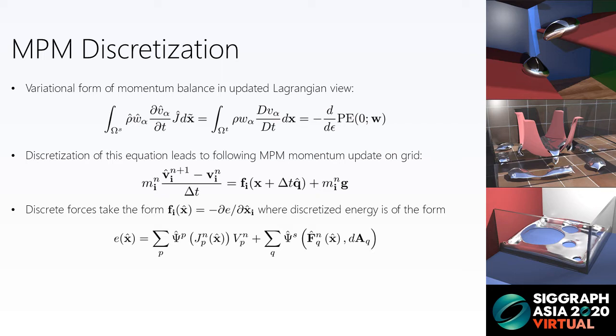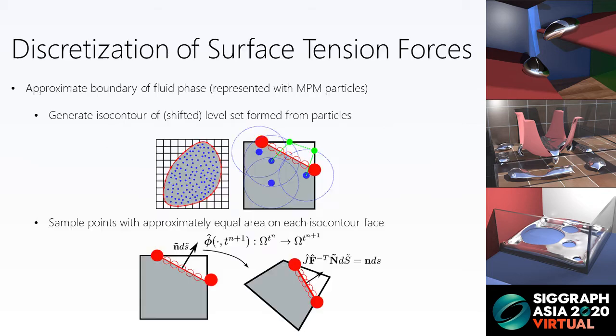In particular, we must evaluate the discrete total force acting on a grid node, where force terms may be written as derivatives of their corresponding discretized potential energies. The last equation shows the discrete energy terms for pressure and surface tension effects. We note that in this last equation, the first term sums over the standard MPM particles representing the fluid, while the surface tension term sums over a set of additional particles which are added to sample the approximate boundary of the fluid. We use a novel procedure for generating the boundary sample points where surface tension force is evaluated.